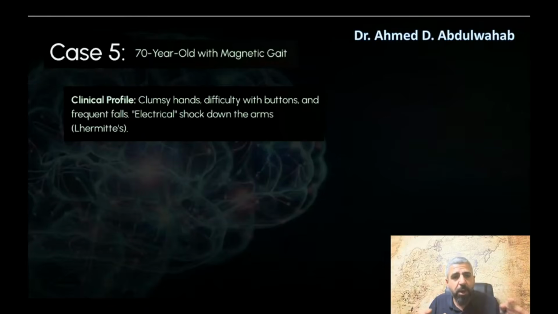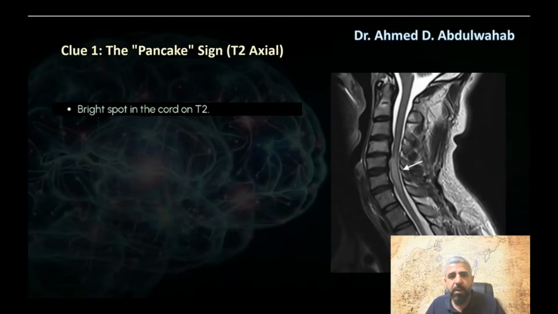There's electrical shock down the arms called Lhermitte sign. Now let's look at the clues. The first clue is called the pancake sign, T2 sagittal. There is a bright spot in the cord on T2.